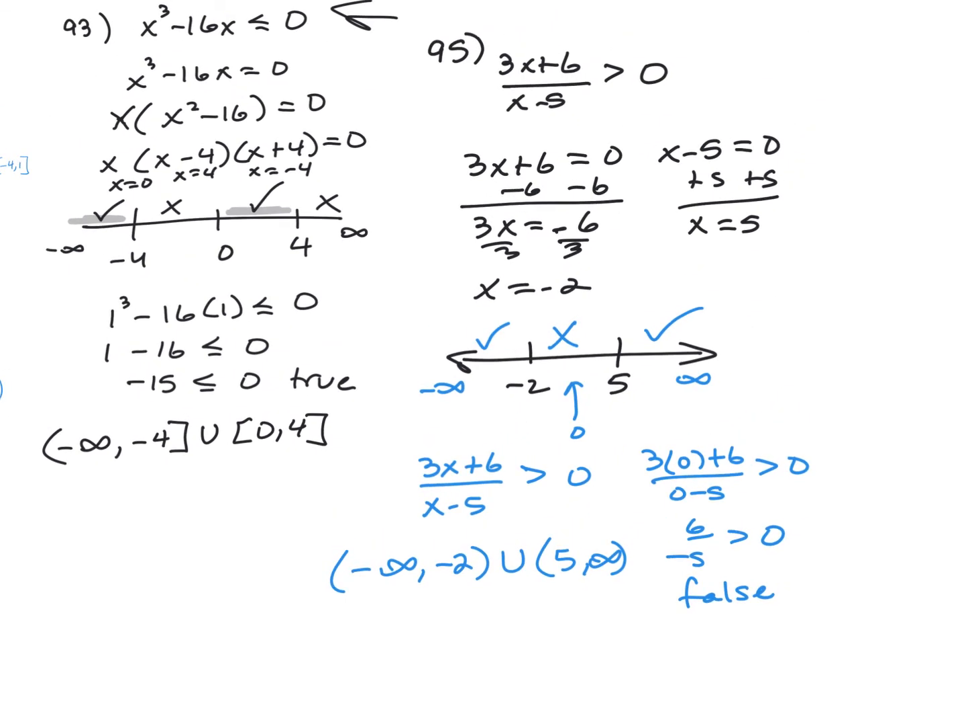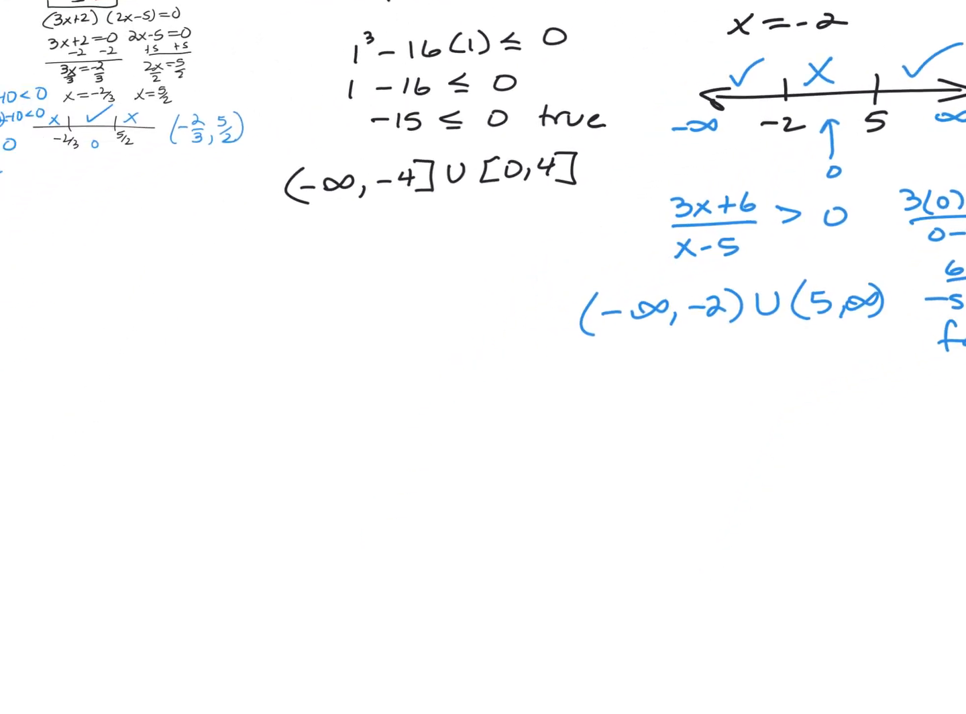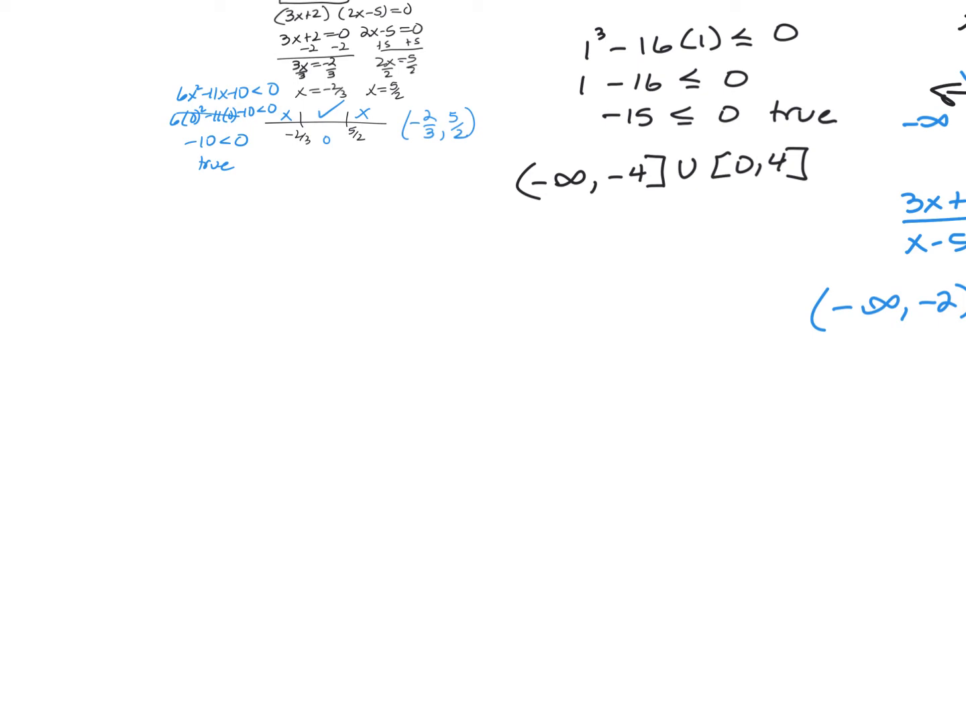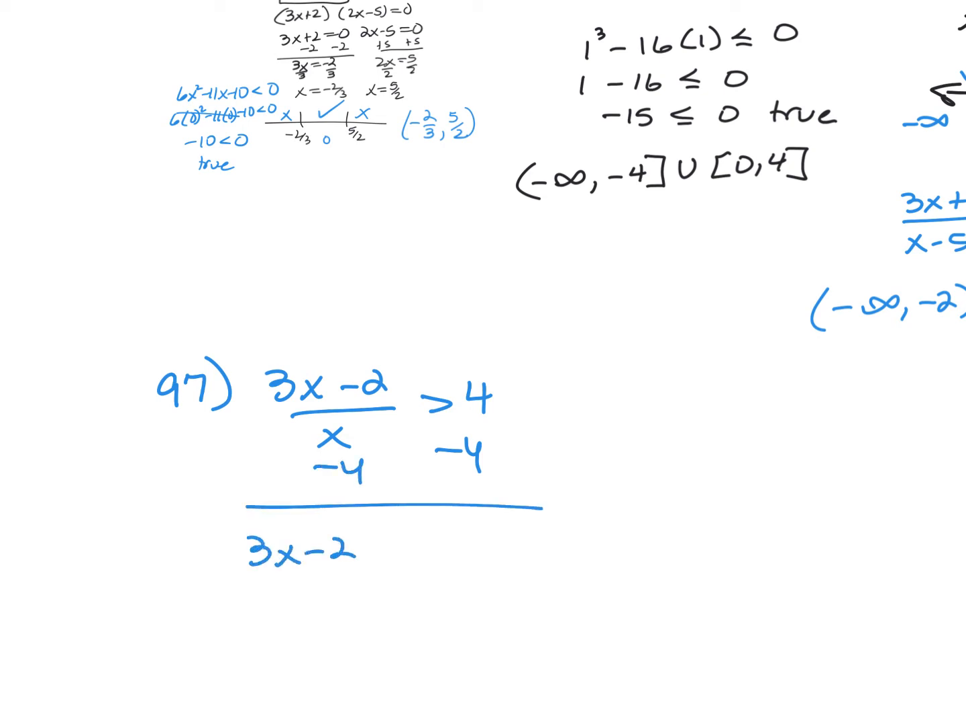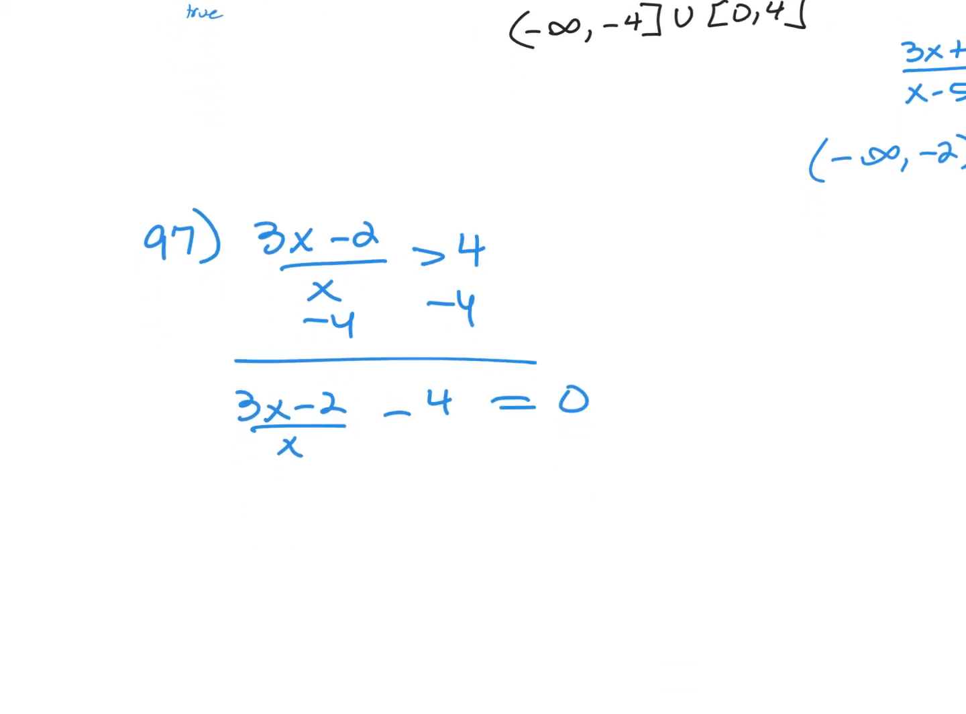Next will be number 97. Again, it's still rational, so we got fractions here. 3x minus 2 over x greater than 4. I need to move the 4 over. 3x minus 2 over x minus 4, and now I'll set it equal to 0. I need to get a common denominator here. So 3x minus 2 over x, and this will become minus 4x over x.